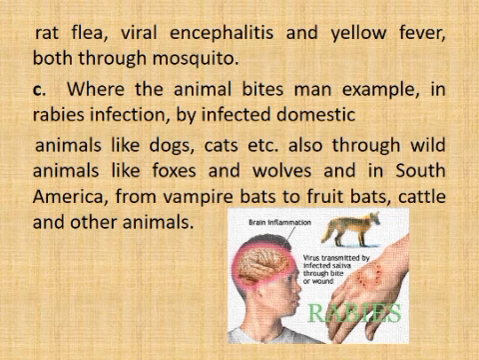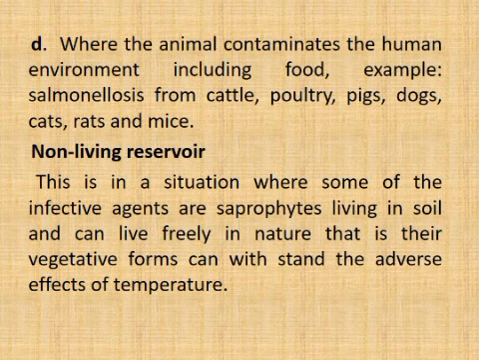C, where the animal bites man. Example, in rabies, infection by infected domestic animals like dogs, cats, etc. Also through wild animals like foxes and wolves. And in South America, from vampire bats to fruit bats, cattle and other animals. D, where the animal contaminates the human environment, including food. Example, salmonellosis from cattle, poultry, pigs, dogs, cats, rats and mice.